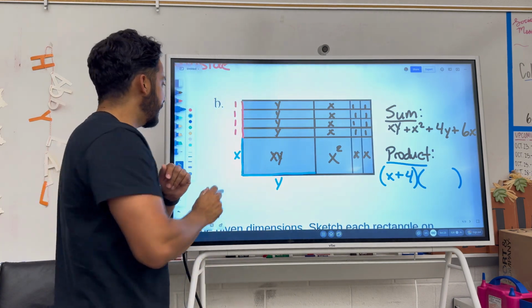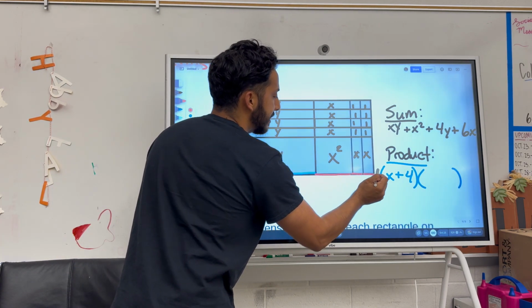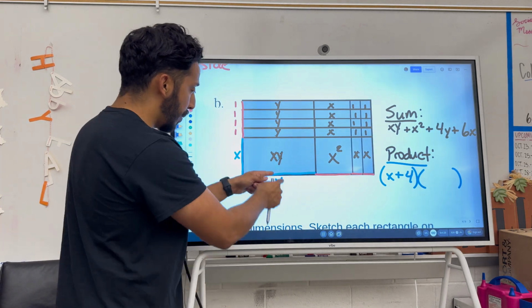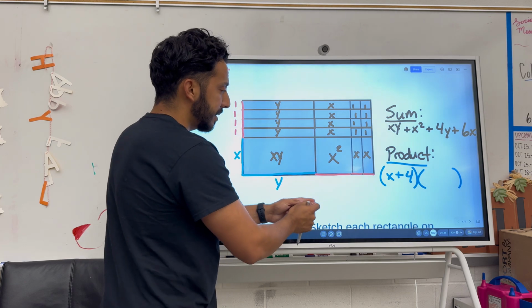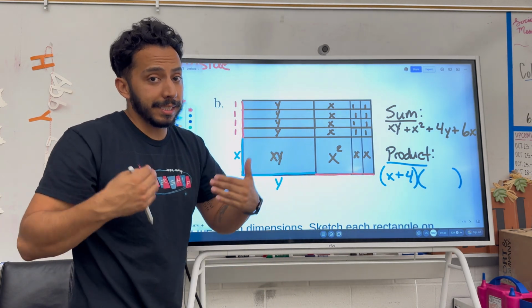I want you to pause the video real quick. Can you figure out what the remaining sides are going to be for the bottom side? See if you can figure it out. We knew this one was a Y. What's this one? What's that one? What's that one? Pause it. If you paused it, now you're back.